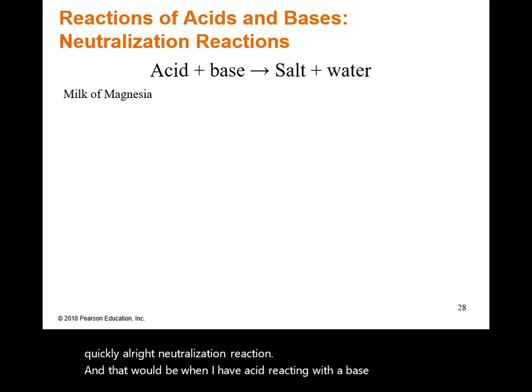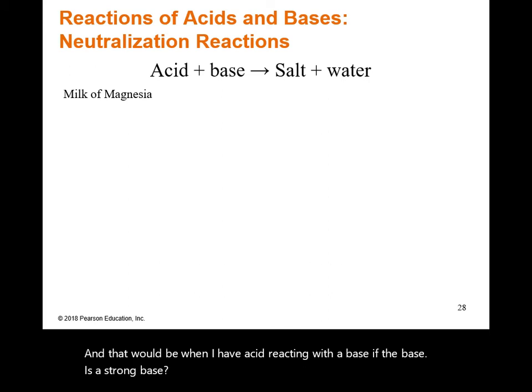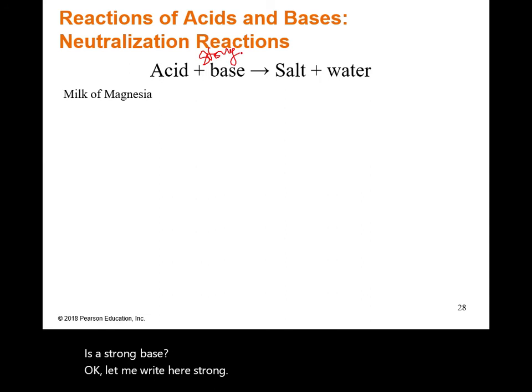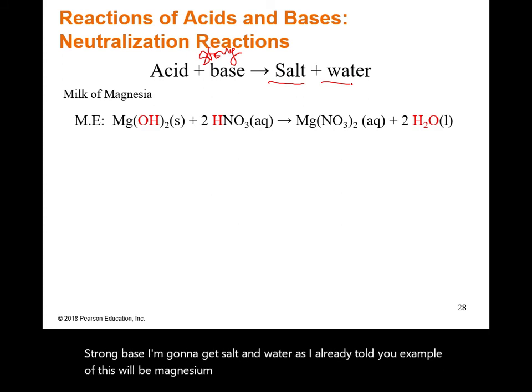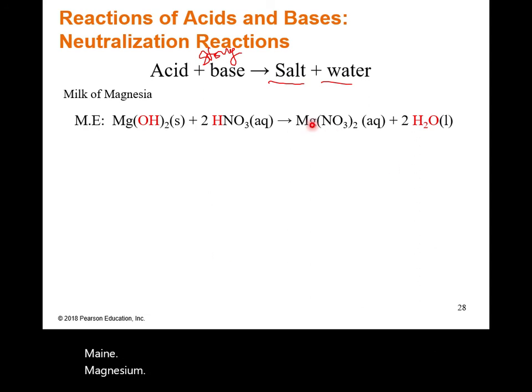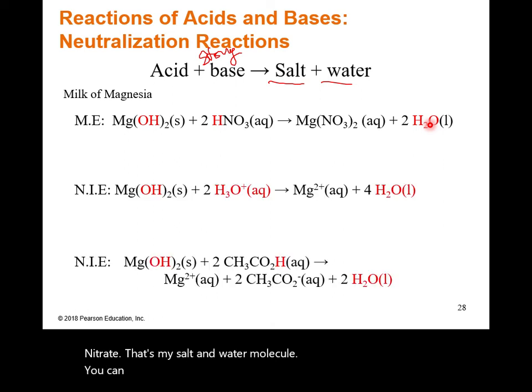If the base is a strong base, okay, let me write here, strong base, I'm going to get salt and water, as I already told you. An example of this will be magnesium hydroxide with nitric acid, which will give me magnesium nitrate, that's my salt, and a water molecule.